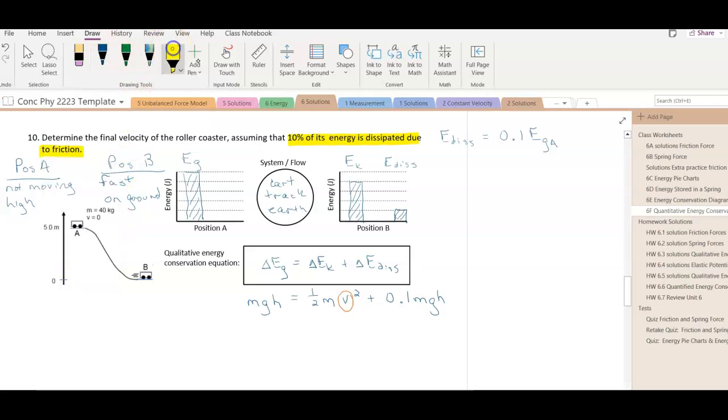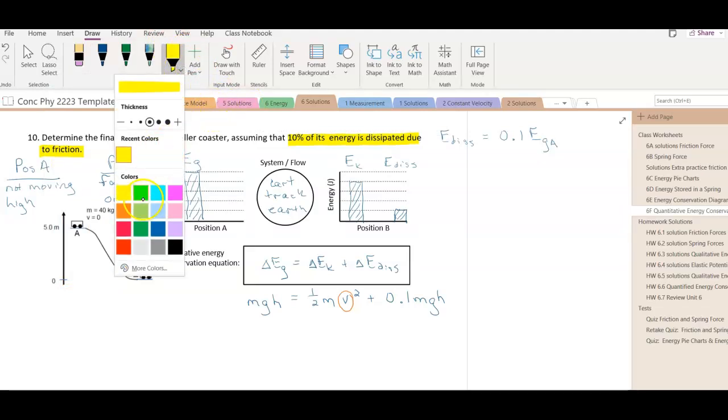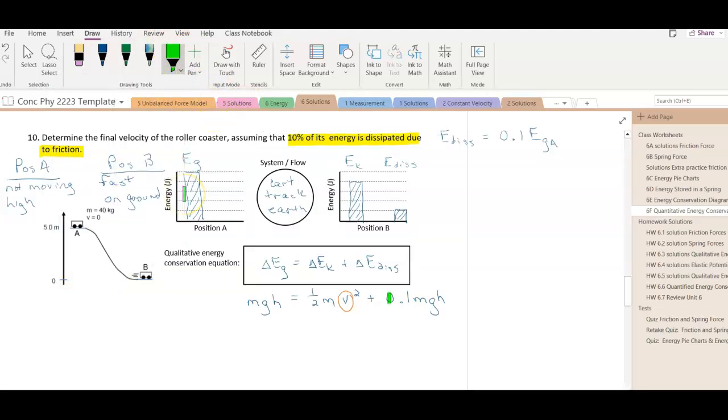So I'm going to take all of the mgh's and move them to the left-hand side. So I've got 1 mgh minus 0.1 mgh. That leaves me with 0.9 mgh on the left, and that equals 1/2 times the mass times the velocity squared. So now I'm going to start plugging in. Let's see, the mass is 40 kilograms, g is 9.8, the original height is 5 meters.